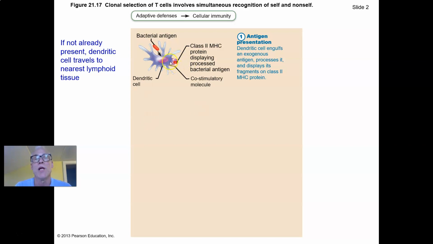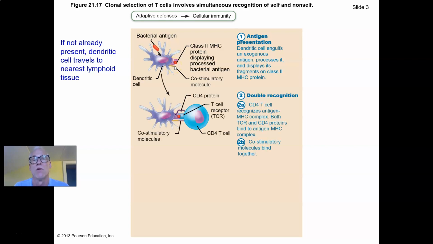But it also will display, if it's activated by this phagocytosis, a co-stimulatory molecule. The co-stimulatory molecule is a ligand for another receptor that's found on the T cell. And so the T cell has a CD4 receptor that recognizes MHC class II. It has a unique T cell receptor that recognizes both the MHC II and the unique antigen. If it didn't recognize this antigen, it would just walk away. But in this case, it has recognized the antigen. Clonal selection has happened. But it also can bind to this co-stimulatory molecule.